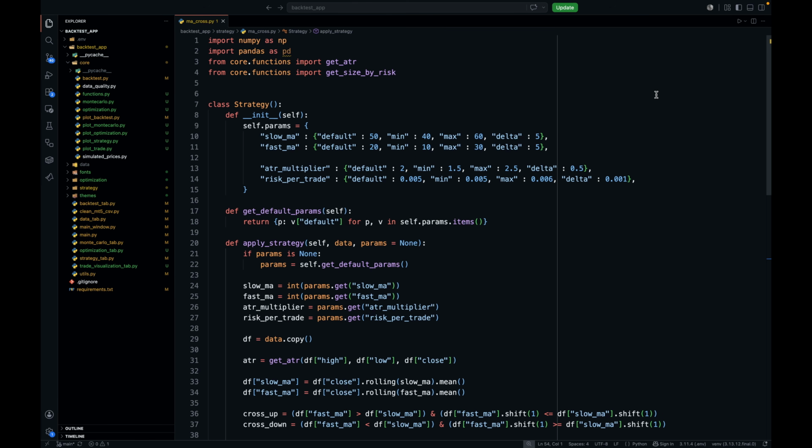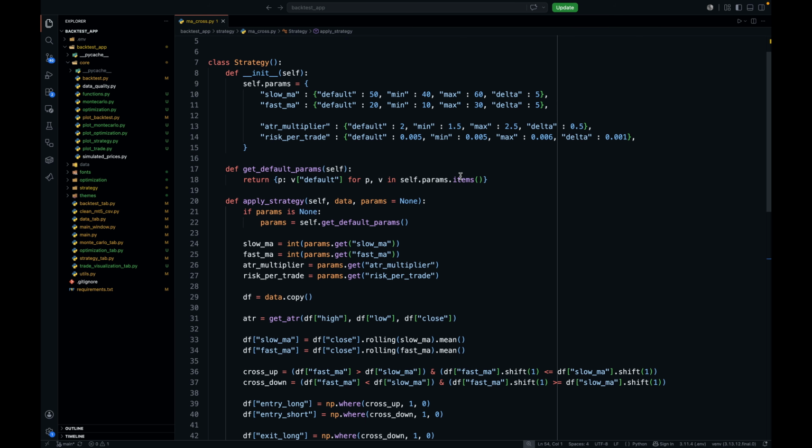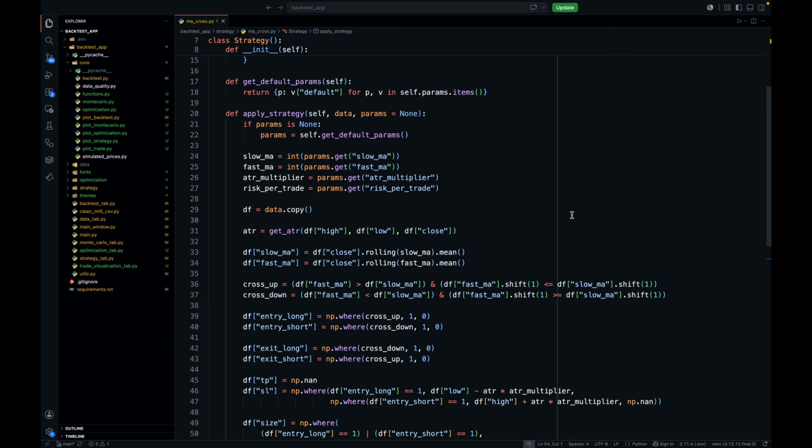In this case, we will see a moving average crossover. So this strategy has four parameters: slow and fast periods of 50 and 20 by default. And these are just ranges I use for optimization. Then it has an ATR multiplier for defining a stop loss level, and a risk per trade, which is the percentage of capital I want to risk for each trade.